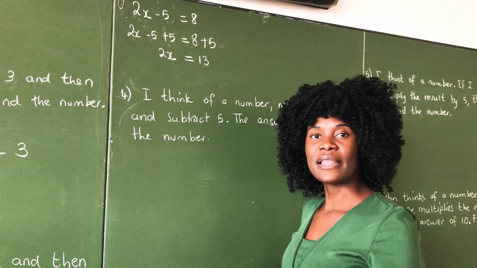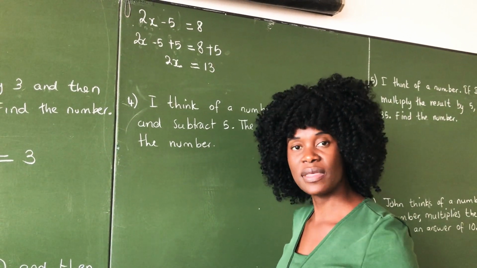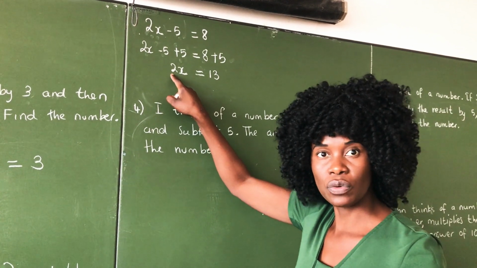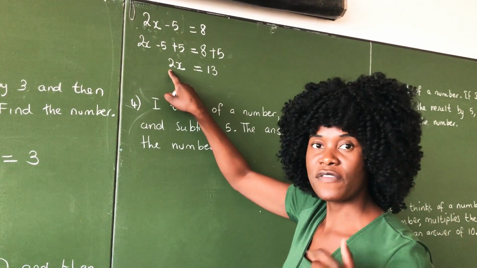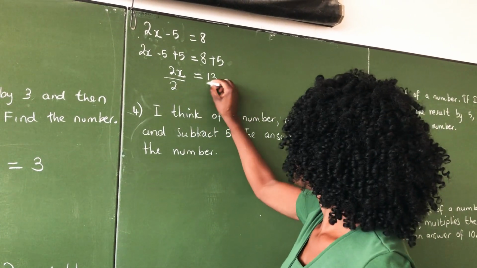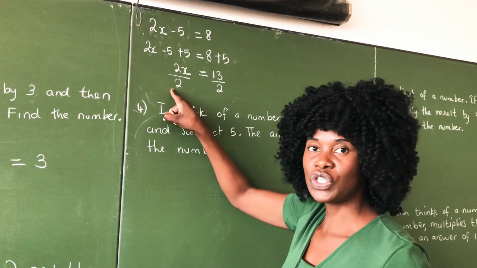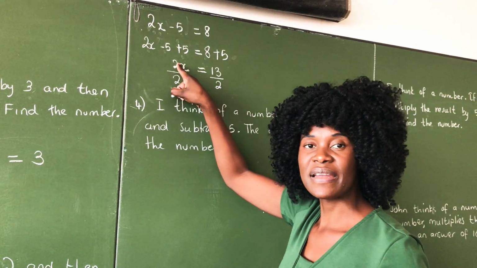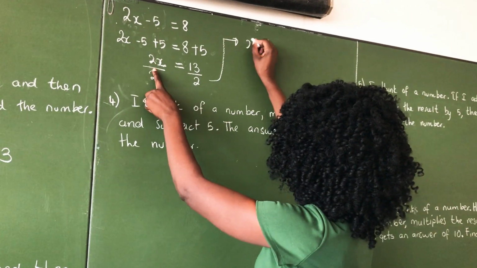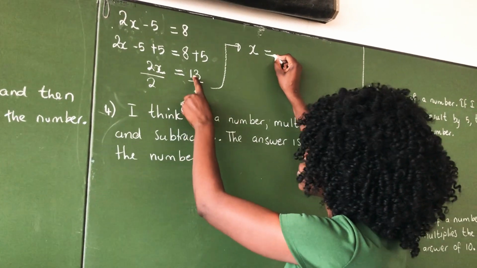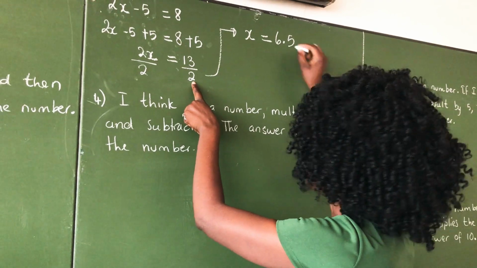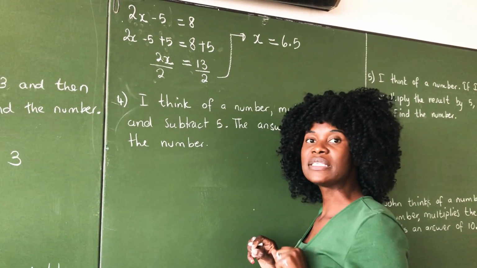So what is this number that when I multiply it by 2, it will give me 13? To find that number, we need to get rid of the positive 2. To get rid of the coefficient of 2, I will divide by 2 on both sides. So 2 divided by 2 will give me 1 with variable x. I'll be left with x equals 13 divided by 2, which gives me 6.5. So the number that we are looking for is 6.5.